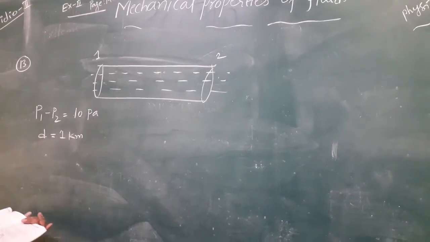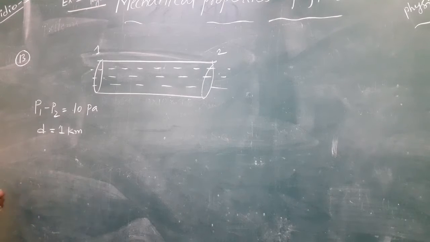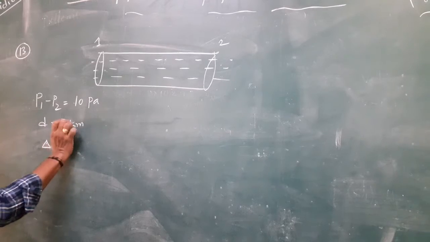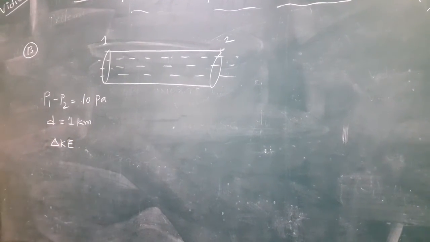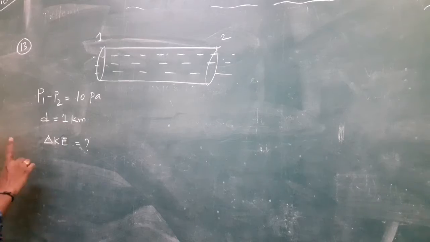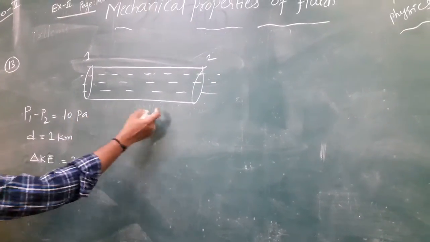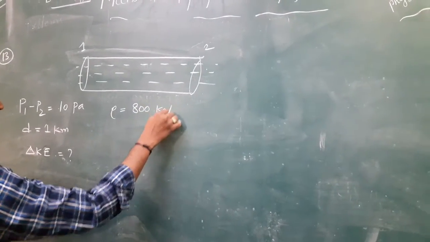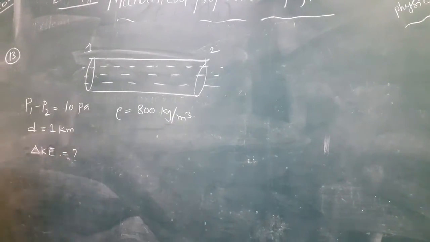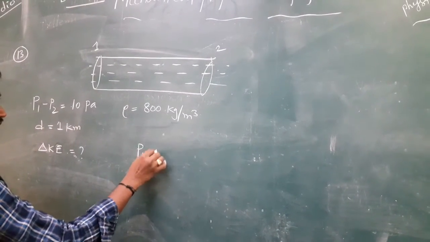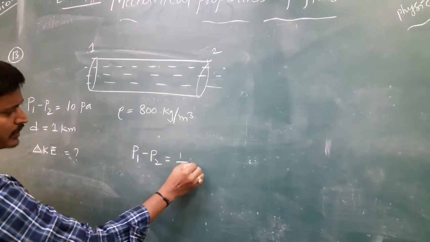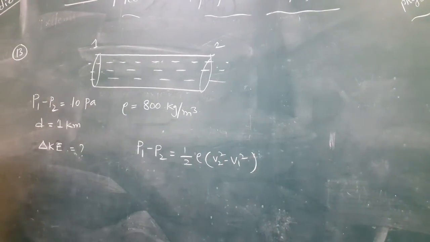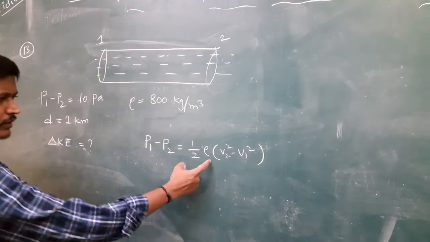Change in kinetic energy of the oil per kg, that is delta KE per kg. Here the density of this oil is mentioned, 800 kg per meter cube. So according to Bernoulli's principle, P1 minus P2 is equal to 1 by 2 into rho into V2 square minus V1 square.